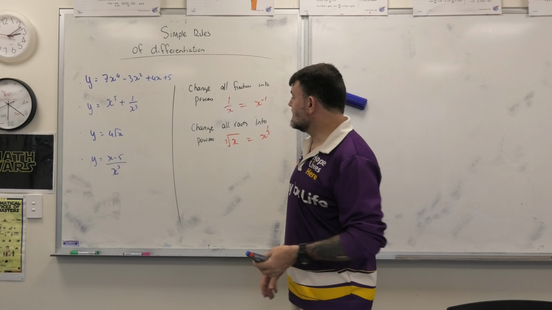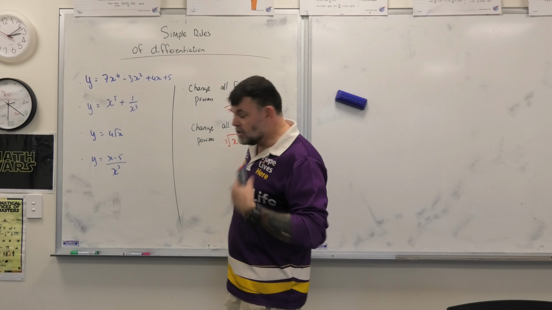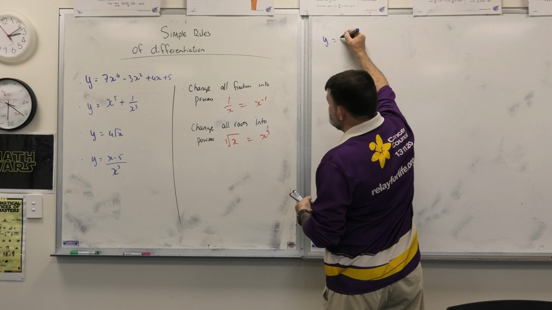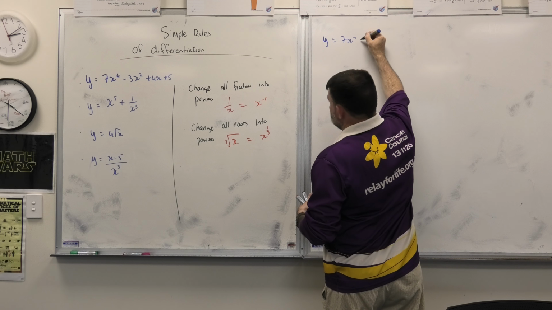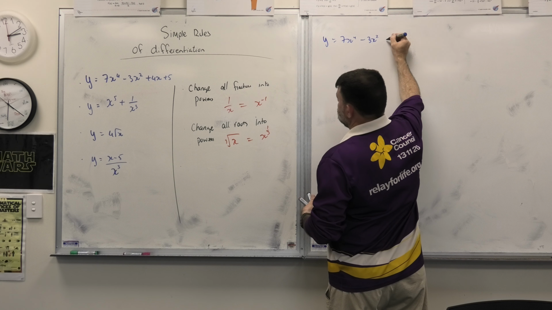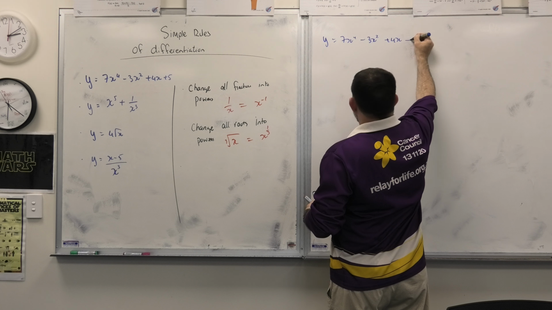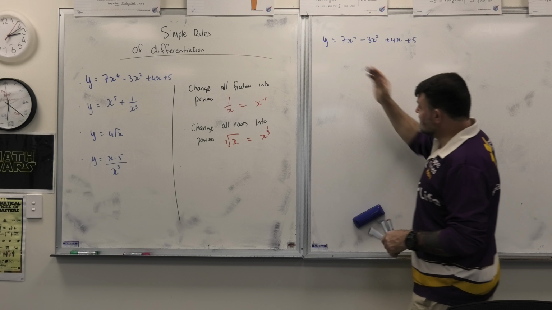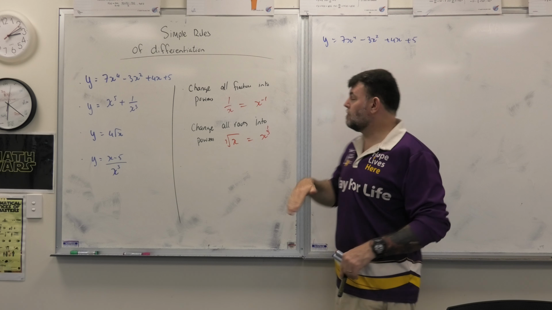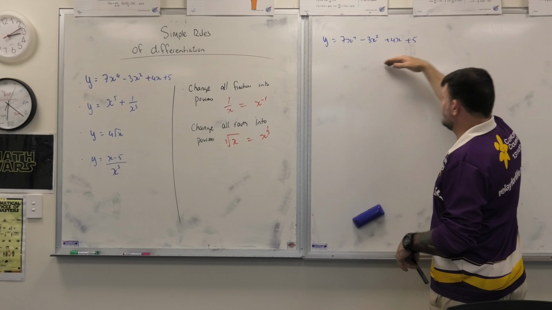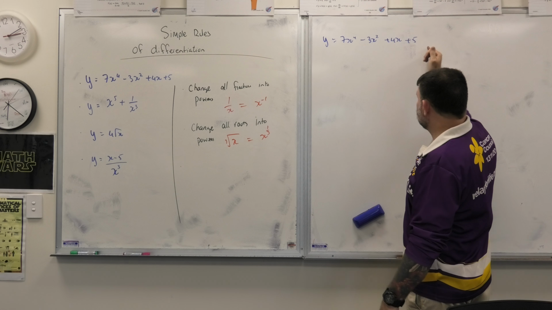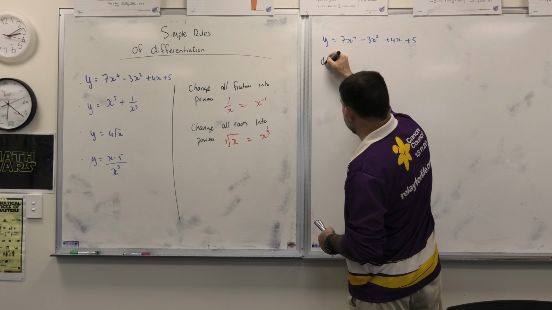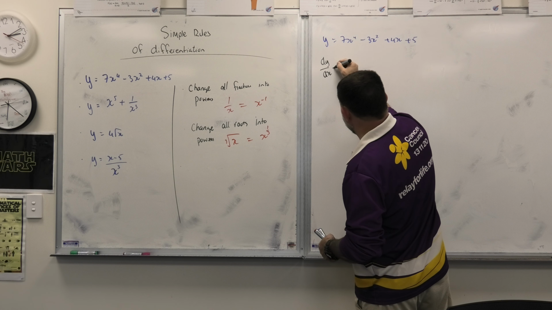So let's get into these examples I've got in blue over here and talk them through. Your first example: y is equal to 7x to the power of 4 minus 3x squared plus 4x plus 5. Let's differentiate this. This is that 4th rule where we've got f of x, g of x, h of x, j of x. Each of them is going to be differentiated separately. So we can rewrite this as dy/dx.